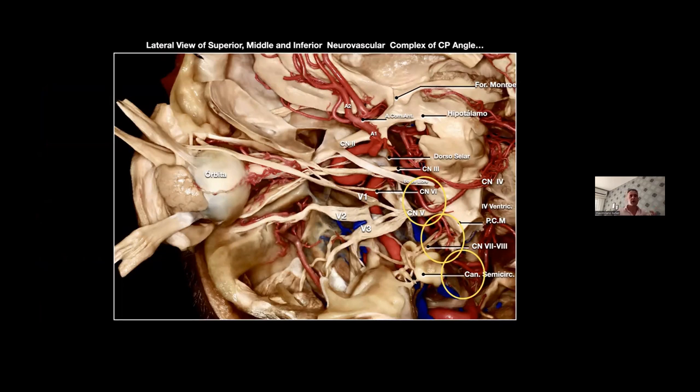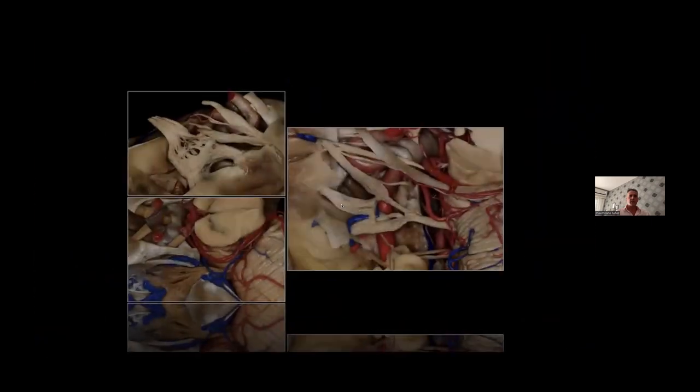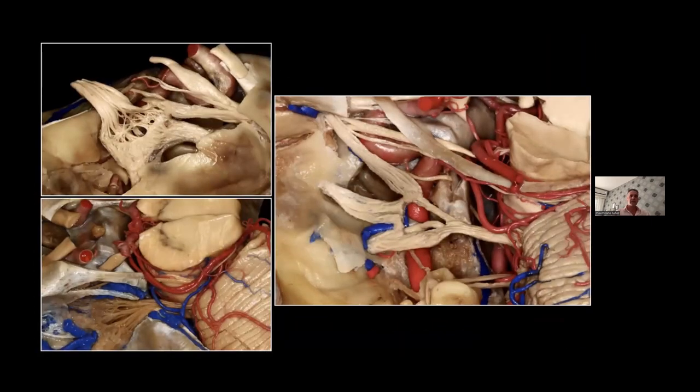This beautiful anatomy is very interesting to understand the distribution and the relationship in the CP angle of the 3 components of the neurovascular complex: between the superior cerebellar artery and the 5th cranial nerve, between the AICA with the 7th and 8th cranial nerves in the CP angle itself, and the lower cranial nerves with the PICA. So we put focus on the 5th cranial nerve and its relationship with the superior cerebellar artery.